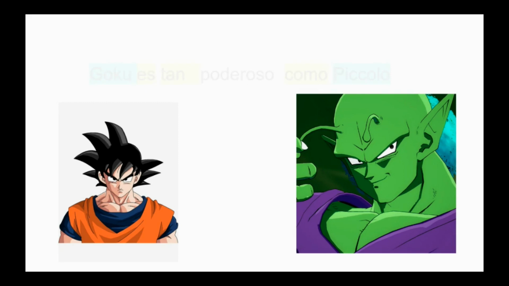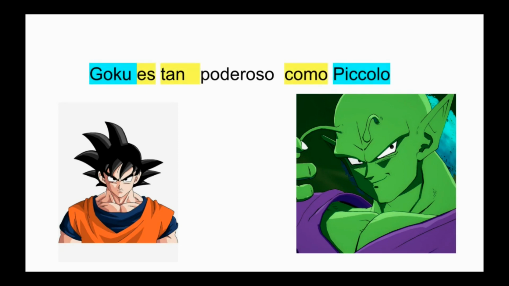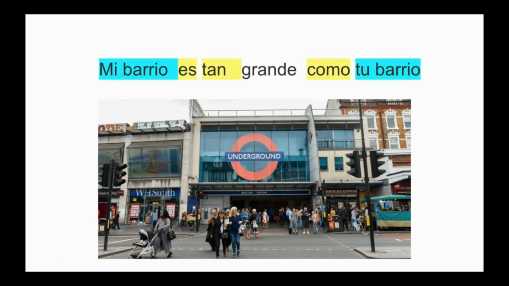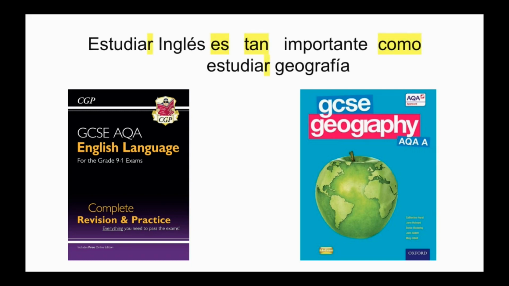Let's start with some examples. Goku es tan poderoso como Piccolo. Goku is as powerful as Piccolo. Mi barrio es tan grande como tu barrio. My neighborhood is as big as your neighborhood. Es tan como. Estudiar inglés es tan importante como estudiar geografía. Studying English is as important as studying geography. Tan como.